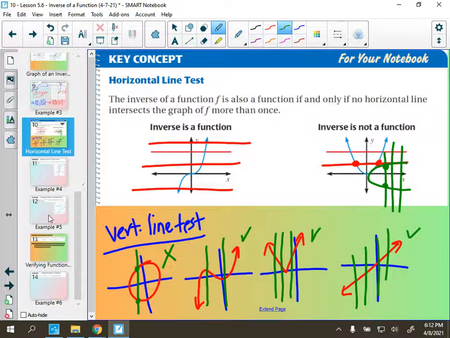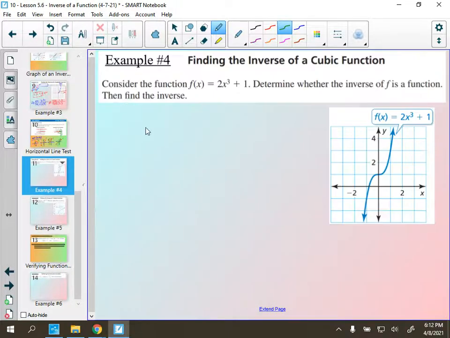Let's do it here. I've got two pre-made graphs for us, so we don't actually have to make the graph, but we're just going to check and see, is its inverse a function? Basically give it the horizontal line test, okay? So we are doing a couple different things. Consider the function f of x equals 2x cubed plus 1. Determine whether the inverse of this graph is a function. So here's what this graph looks like. It's made for us. We don't have to make the graph.